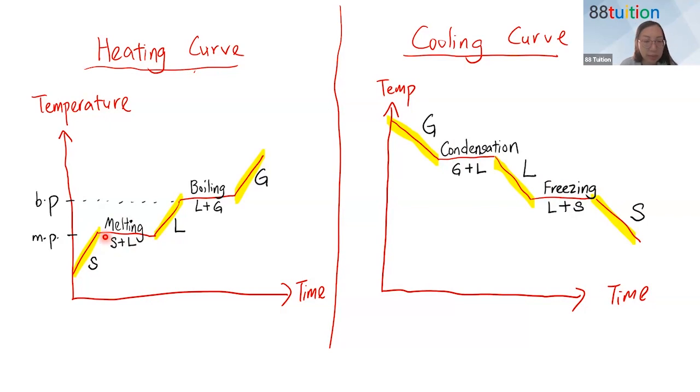Okay, during this process, temperature stays the same. See, temperature is the same, horizontal line. Is there heat gain during melting? Yes or no? Right, is there heat gain during melting?